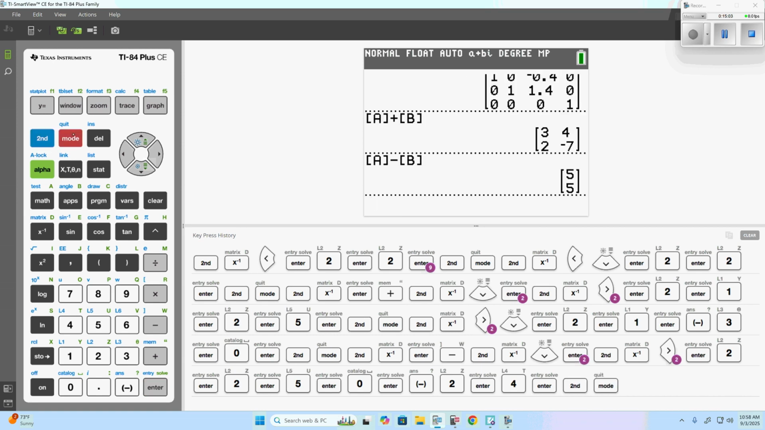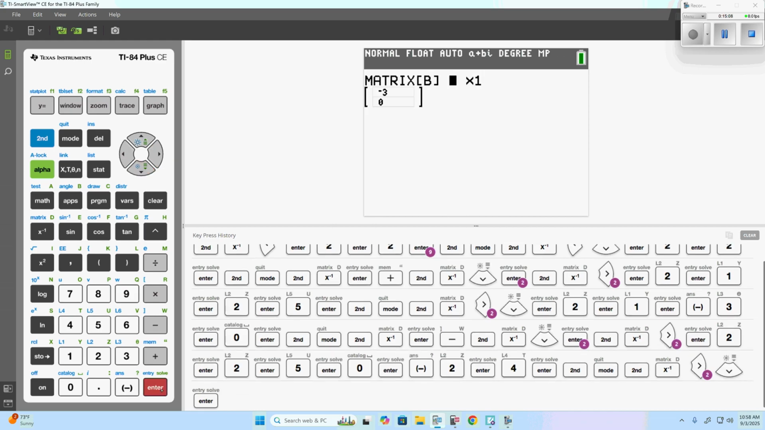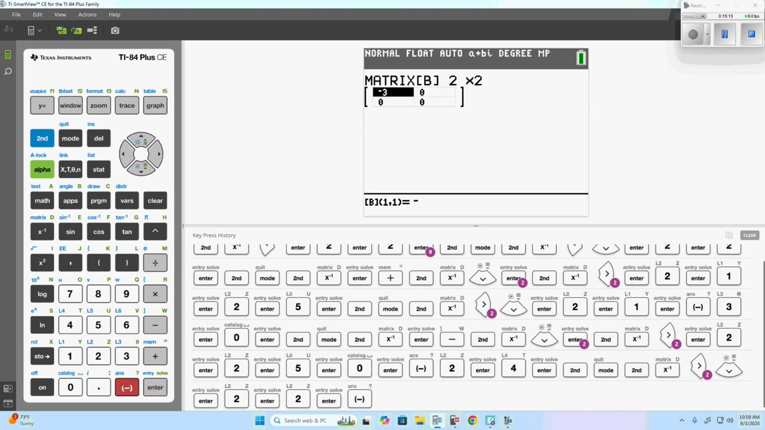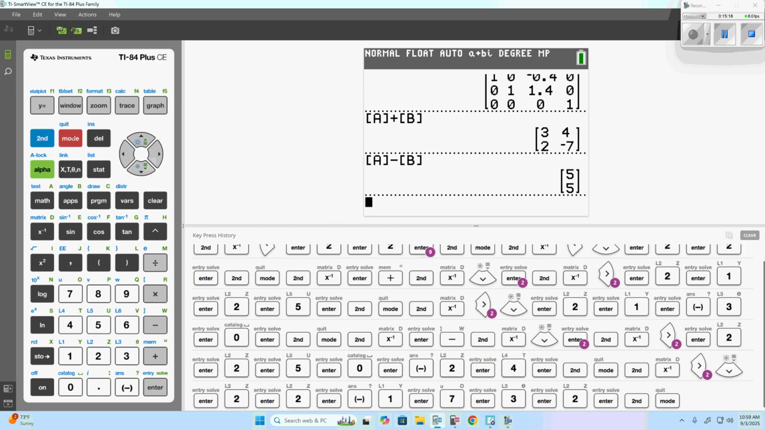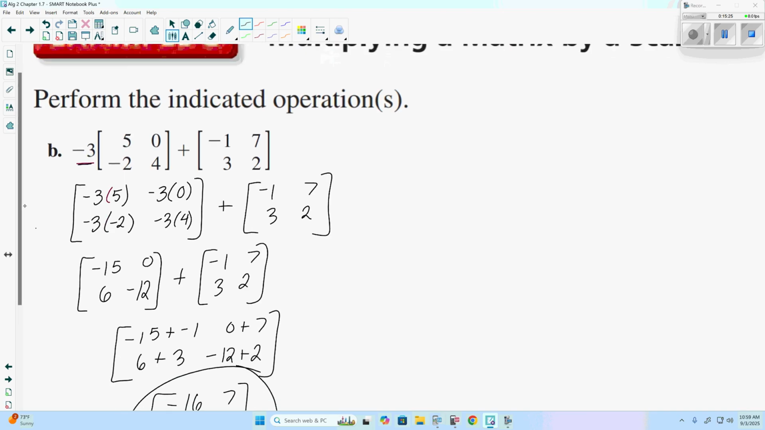And once we get it typed in, we're going to go second quit. Second matrix over to edit. And for our second matrix, B, we'll say it's a 2 by 2. -1, 7, 3, 2. Second quit. Now, let's go back here. Now we plug this in as matrix A and this as matrix B. And we applied a -3, a scalar of -3 to the first matrix, yes?